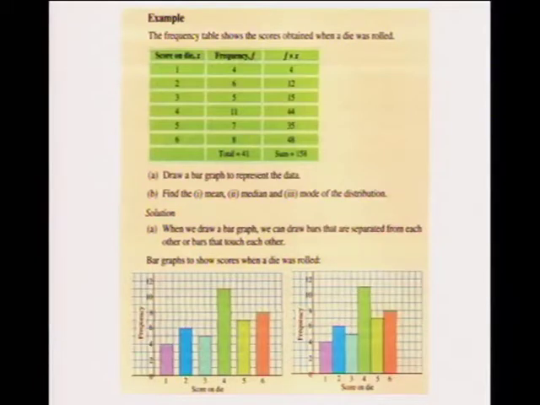Then we can draw a bar graph to represent the data. There you see it, very neatly done. The scores on the die. And then number B, find the mean and the median and the mode of the distribution.